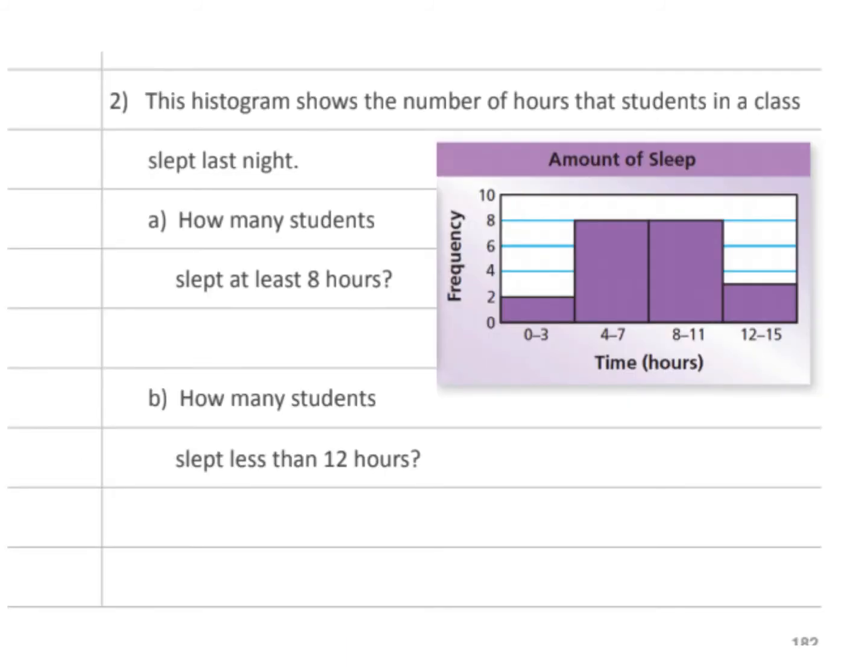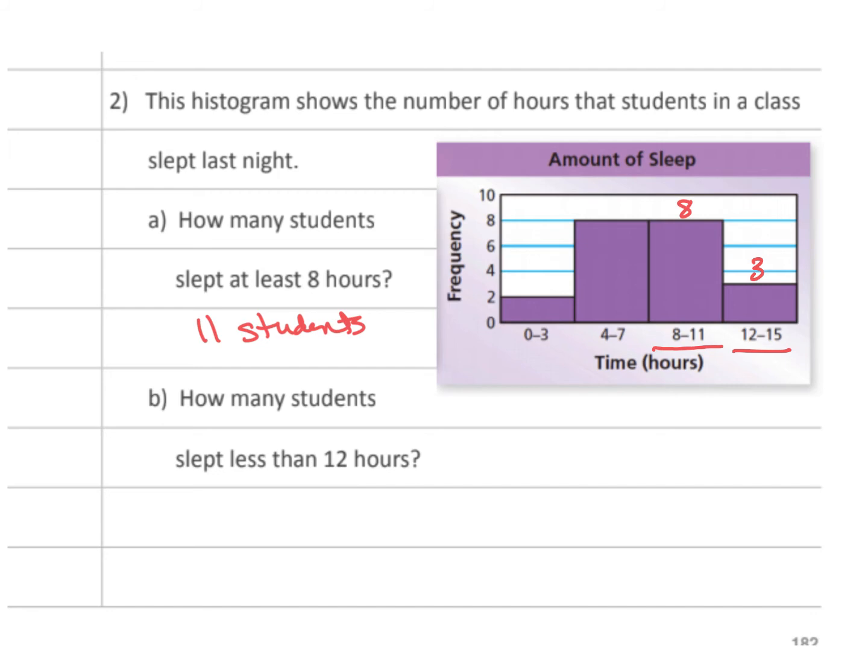So let's try answering these together. The histogram shows the number of hours that students in a class slept last night. So how many students slept at least 8 hours? So that means at least would be 8 to 11 and 12 to 15. So I know that's 3 from 12 to 15 and 8. So we add those together and we got 11 students slept at least 8 hours.